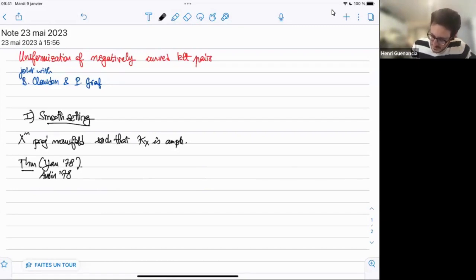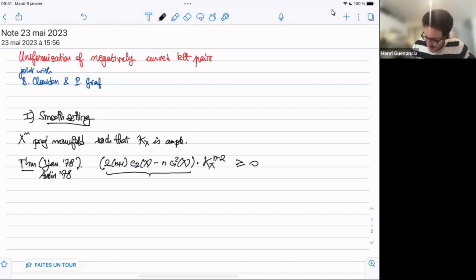So if you consider the expression 2 times n plus 1 times c2, the second Chern class of X, you subtract n times the square of the first Chern class of X, and you intersect that with K_X to the power n minus 2, then you always get a non-negative quantity. So this will come back a bit later, and I don't want to always write this. So I'm going to call this the Miyaoka-Yau discriminant of X. So this quantity is always non-negative. And so that's called the Miyaoka-Yau inequality.